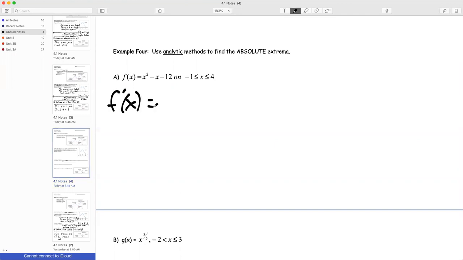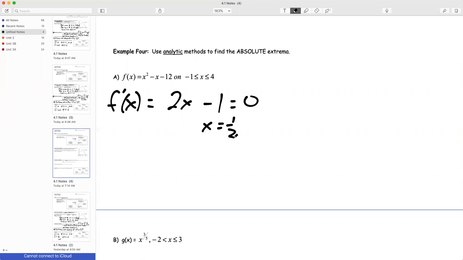I need to find the derivative. So my derivative of x squared minus x minus 12 is 2x minus 1. 2x minus 1 is never going to be undefined. It's a linear function. There are no holes or asymptotes. It is equal to 0, however, so I'm going to solve for that point, and that is going to give me x is equal to 1/2.